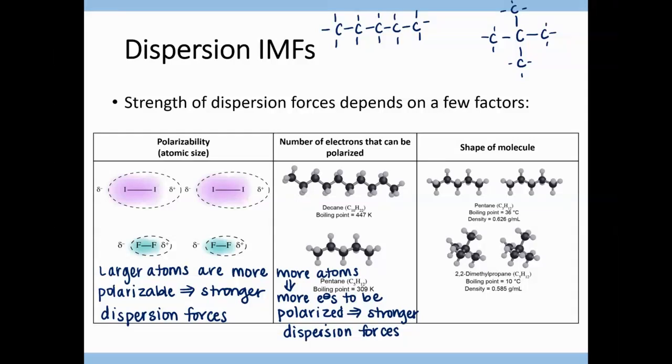And notice that the boiling point of pentane, 36 Celsius, so we've changed units here, 36 Celsius of pentane, compared to 10 Celsius for the other molecule, 2,2-dimethylpropane. So 10 degrees Celsius, that's lower than 36. That means this molecule with the central carbon bonded to 4 others must have weaker intermolecular forces.